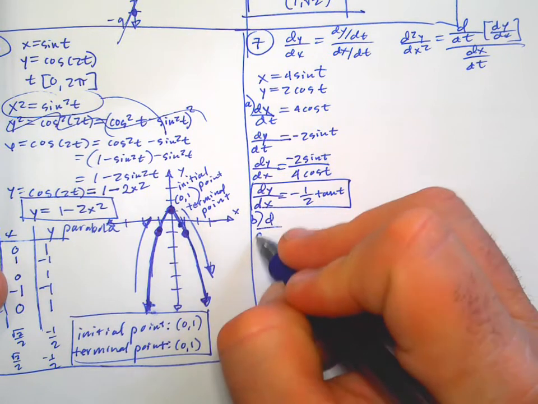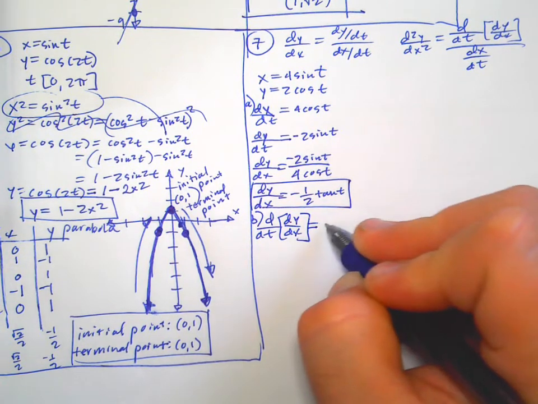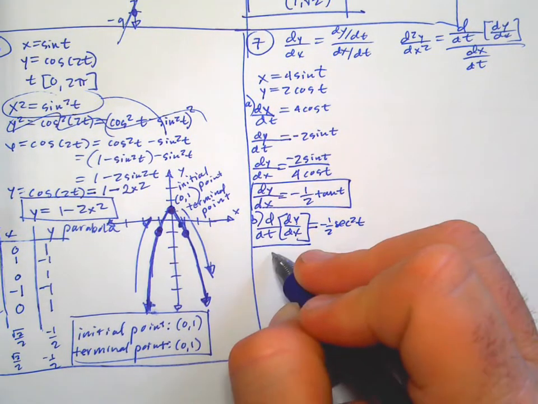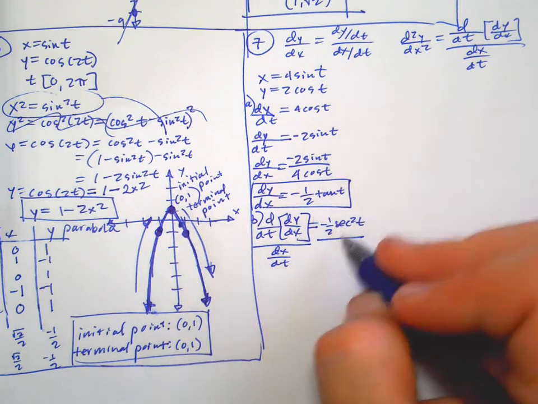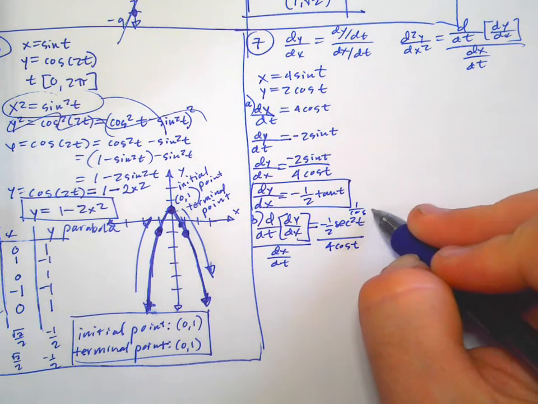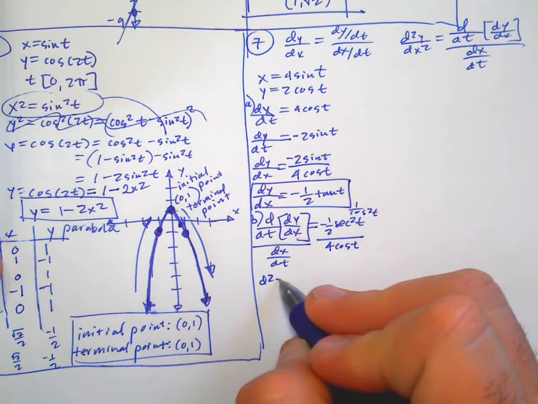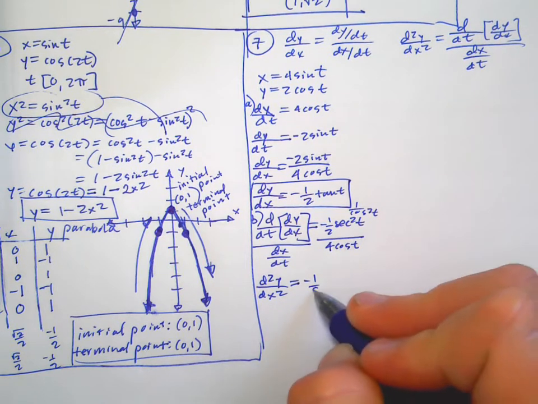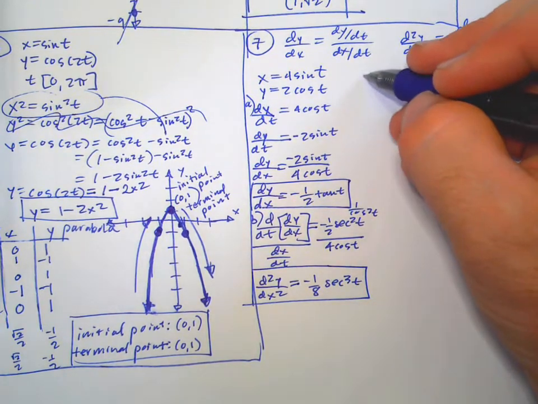take the derivative of dy/dx first, and that's going to be negative 1/2 secant squared, and then we're going to divide it by dx/dt, which we found earlier was 4 cosine t. Now remember, secant is 1 over cosine, right? So that could be another secant. We could write that the second derivative is negative 1/8 secant cubed. So that's number 7.